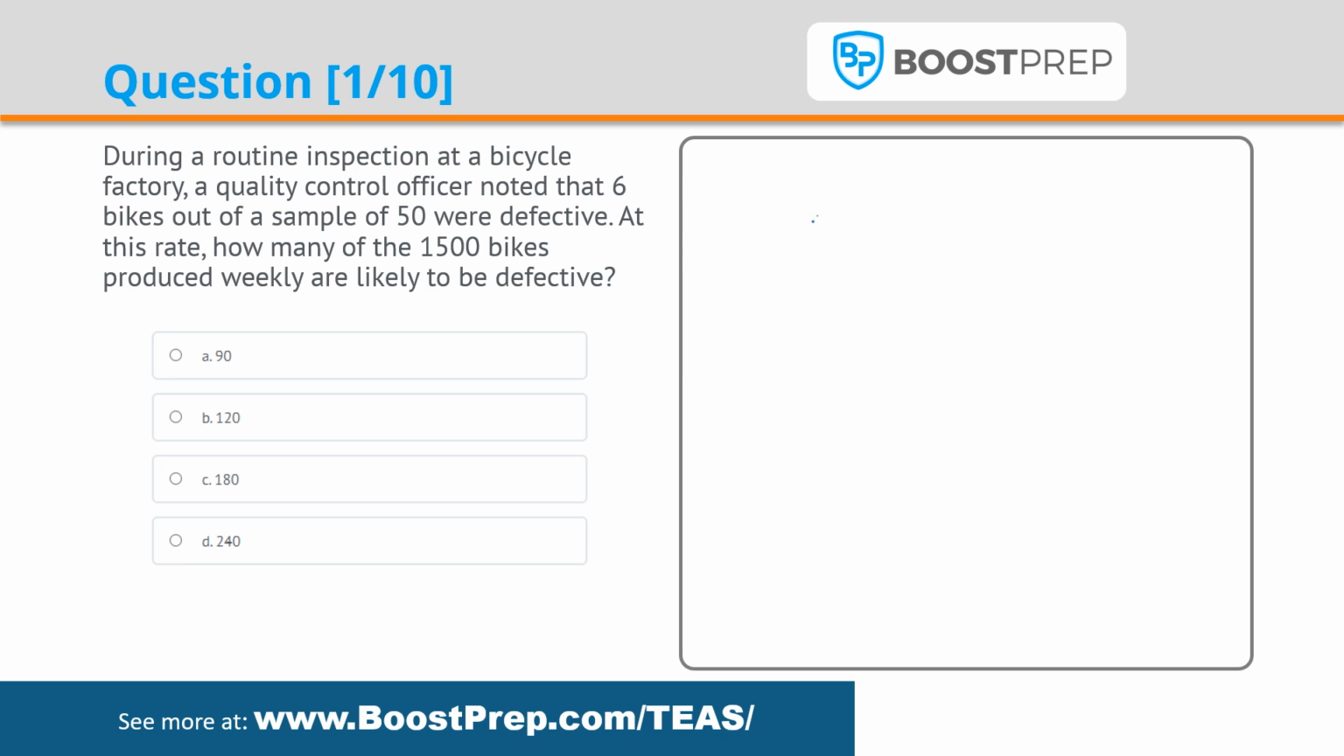So we know that 6 bikes out of 50 are defective. And what we want to know is how many bikes, x, out of the 1,500 will be defective on a weekly basis. We set up the proportion like that, and then we cross multiply. So we get 50x equals 6 times 1,500, which is 9,000. Then we divide both sides by 50 to get x equals 180.